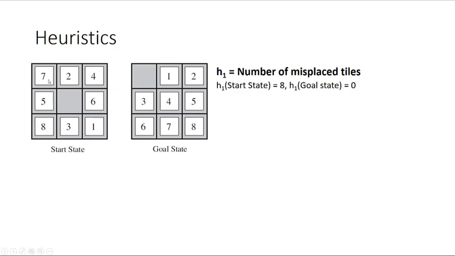In the start state, it's in the top left. So that is a misplaced tile. If we go to the next one, we have 2. So 2 is in the top middle. In the goal state, 2 is in the top right. So that's a misplaced tile.